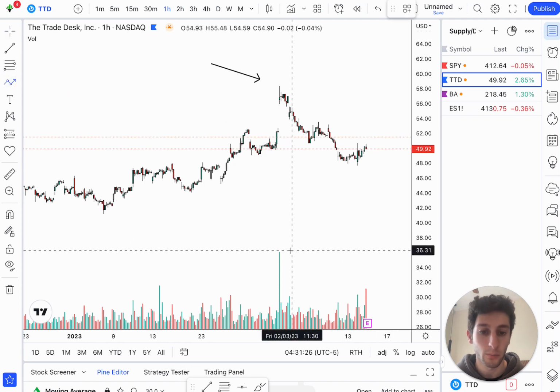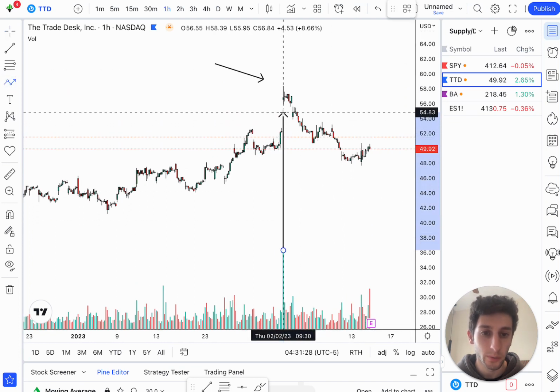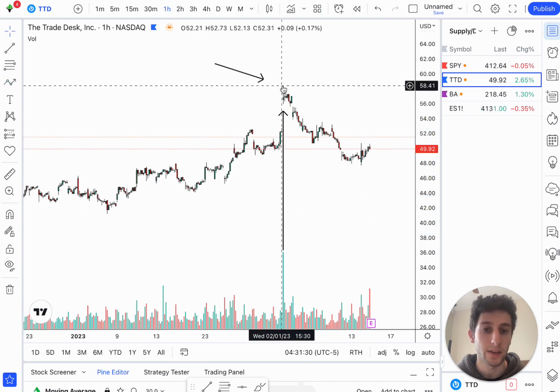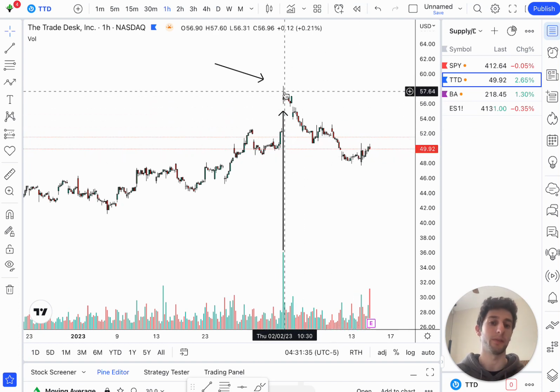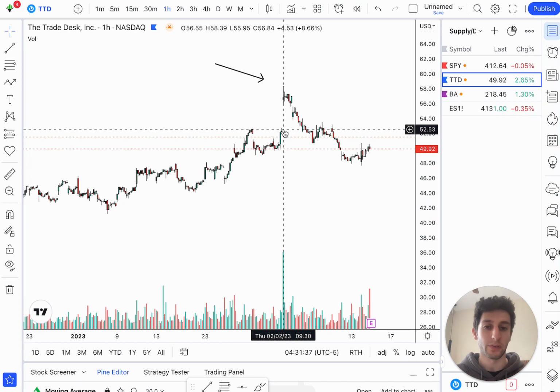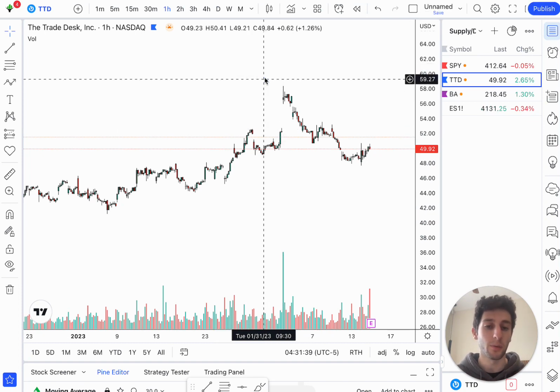And if we draw this out all the way to where that was in price, it ended up being the high here. And we saw that high and reversed all the way down from 58 back to 48, right? Very, very clear example of how high volume indicates a reversal.